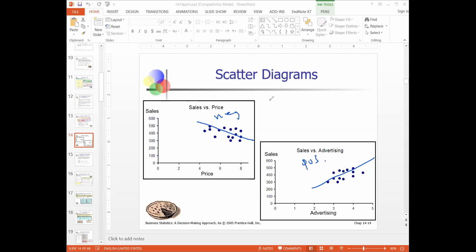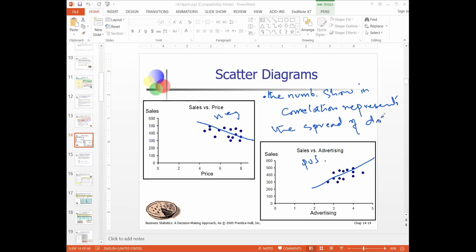And how we estimate the number shown in correlation: it represents the spread of dots around the line.